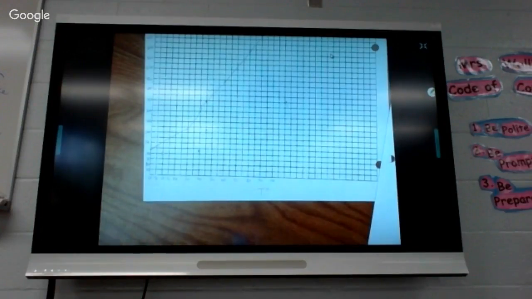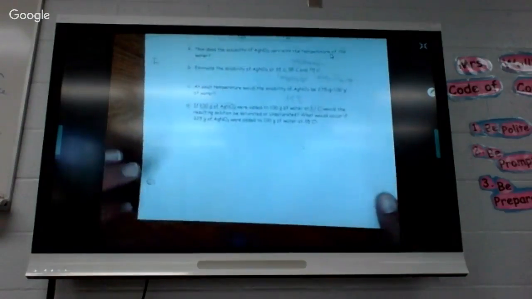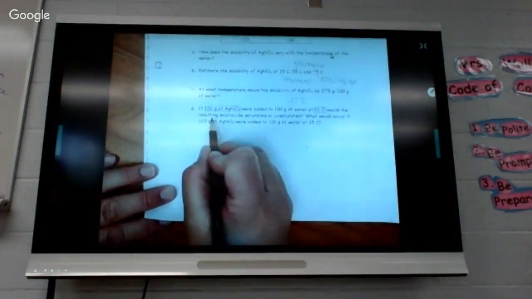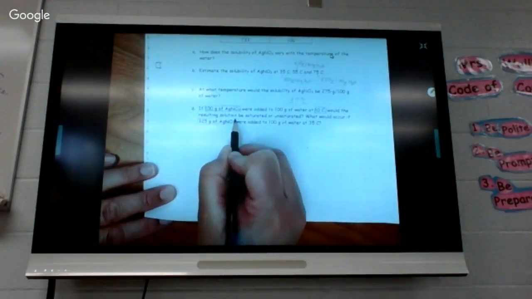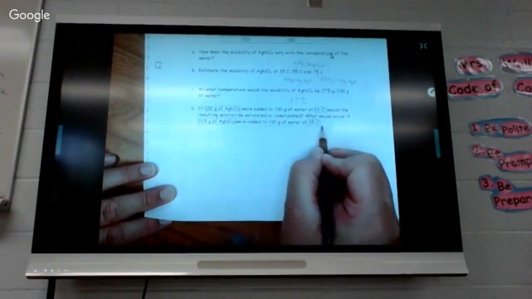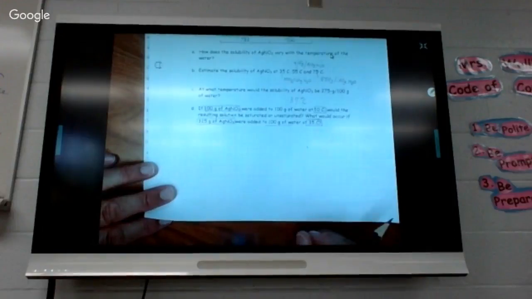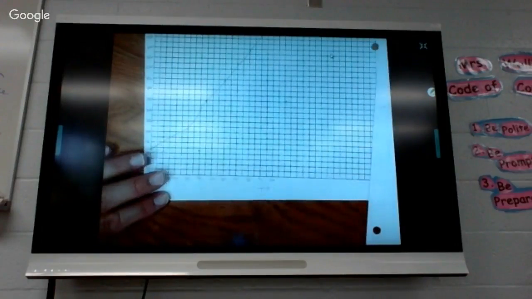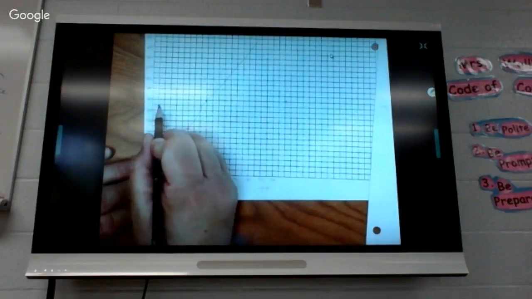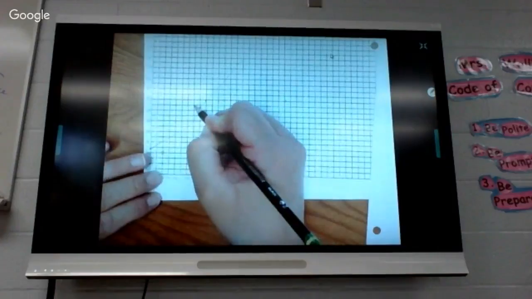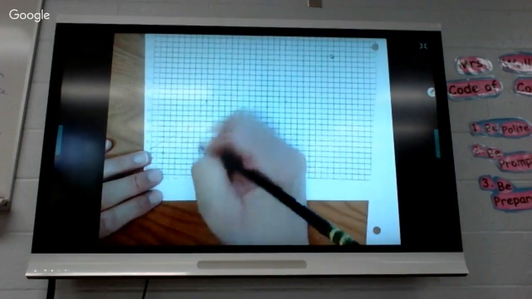Same thing in the next question in D. And again, I got lazy. So is it supersaturated, saturated, or unsaturated? What would happen if we have 325 grams of silver nitrate in 100 grams of water at 35 degrees Celsius? So 325 at 35 degrees Celsius, and we are, looks like right there.